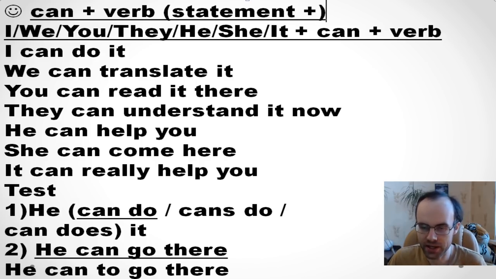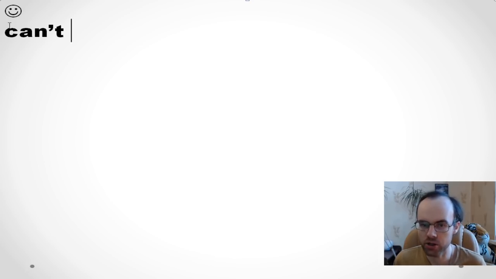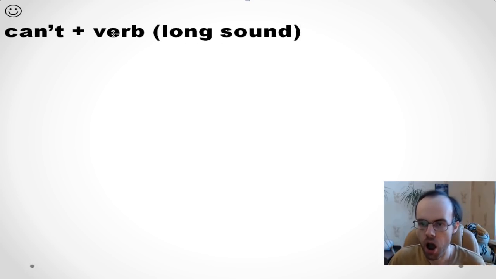Let's talk about a negative form. So it's can't. If it's American pronunciation, it's can't, or British, can't. If it's can't, it's a long sound. Can't plus verb. Okay, can't is American and can't is British.